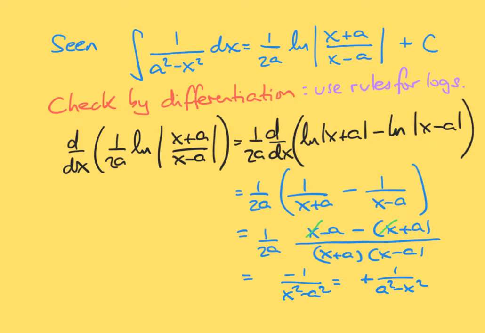And we are going to have minus a, so we're going to get minus 2a. That's going to cancel with that, leaving us with minus 1 over x squared minus a squared, and that's going to be plus 1 over a squared minus x squared, multiplying top and bottom by the minus sign. So we see that we are regaining the original integrand.